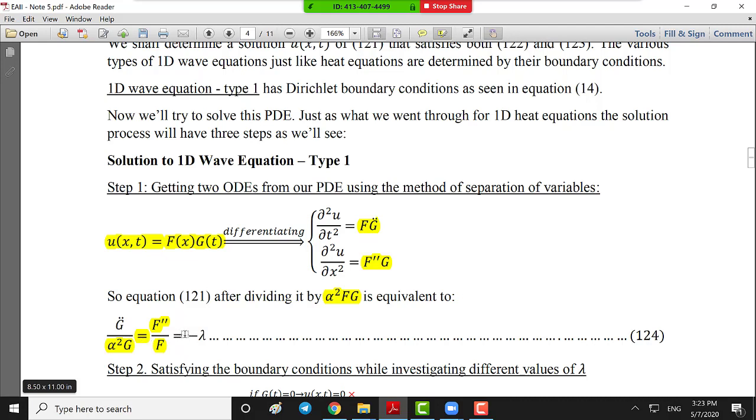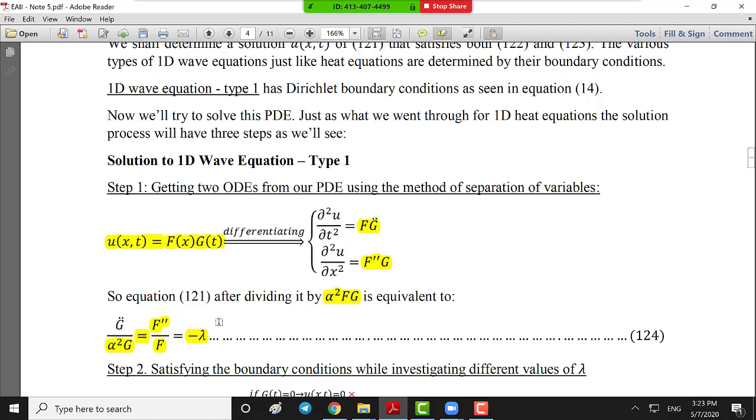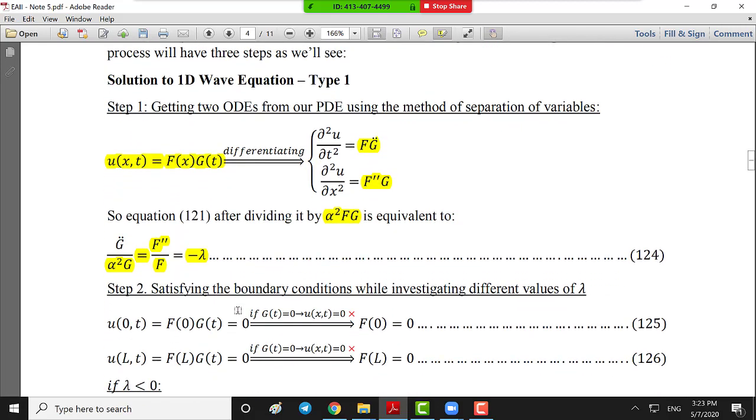And we name that constant the separation constant. And we usually write the separation constant as negative lambda. Now you see why we did that. The reason was that the separation constant usually turns out to be negative. So if we consider it to be equal to negative of something, that thing usually turns out to be positive, right? As you saw in all the heat equations that you solved. Now, this is step one in solving wave PDEs.